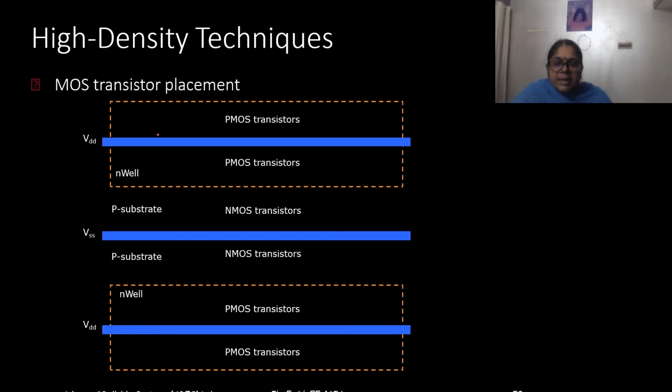Here you can see you have a VDD layer. Above that PMOS transistors are there, below also PMOS transistors are there, and then an n-well region has been formed here. Similarly, this just shows how NMOS and PMOS transistors are placed. So this NMOS PMOS forms one CMOS circuitry, and this NMOS PMOS forms another CMOS circuitry.